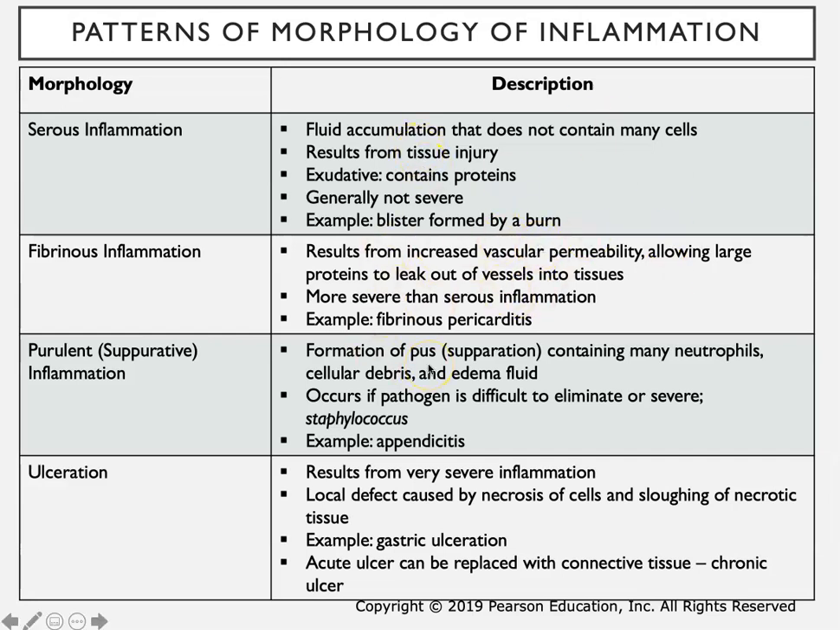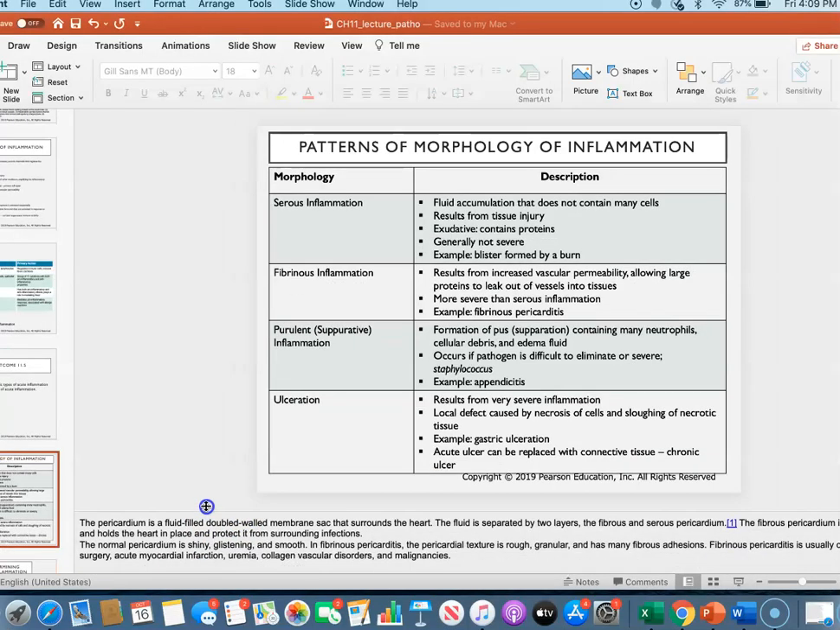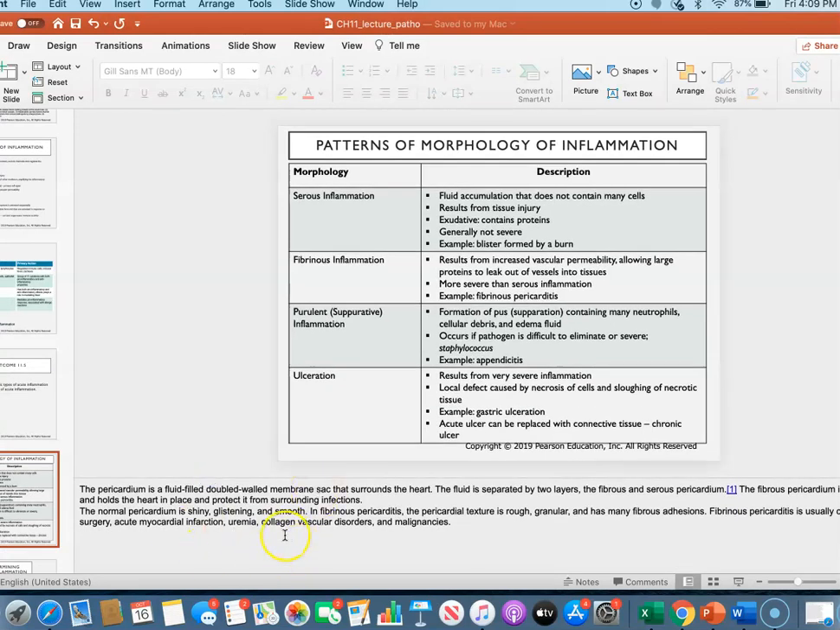An example is fibrinous pericarditis. I added a little footnote in here to show what this is. It affects the pericardium. If we say pericarditis, it's inflammation of the pericardium, and it ends up with fibrous adhesions. Again, it's caused by this type of inflammation. It can happen as a result of trauma, surgery, and also heart attack.